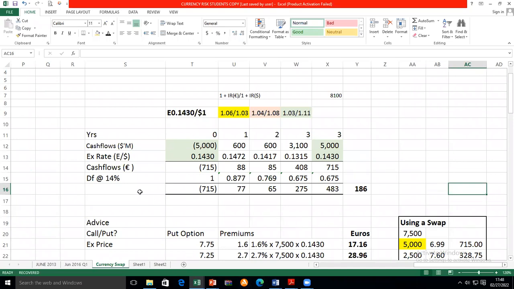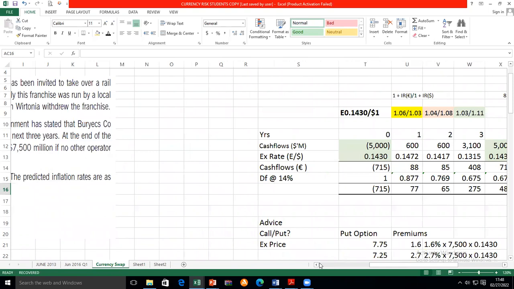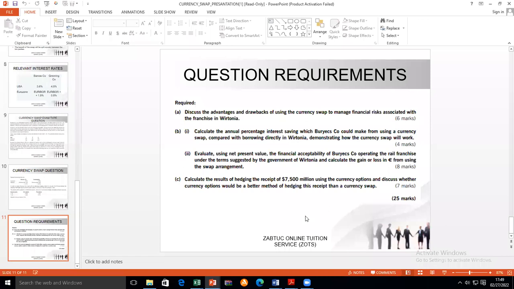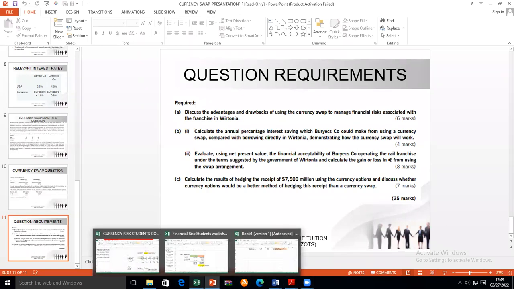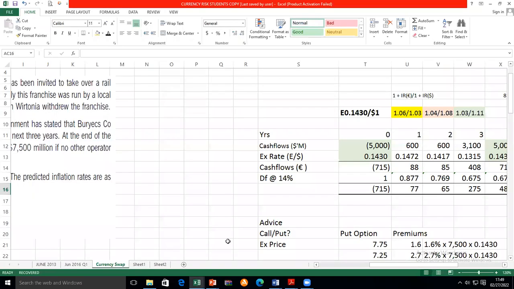Now let's revisit your question again. Let's see what the question was asking you to do. Evaluate using the net present value the financial acceptability of B operating the rail franchise under the terms suggested by the government of W and calculate the gain or loss in euros from using the swap arrangement. So they want you to calculate the gain. Did we benefit from using the swap arrangement?